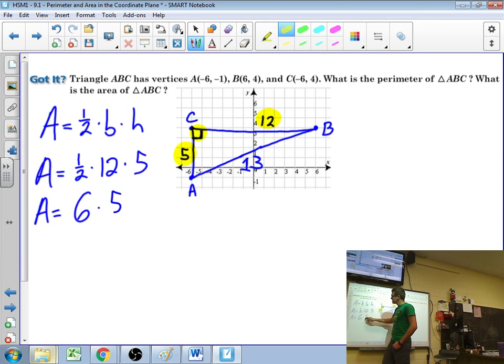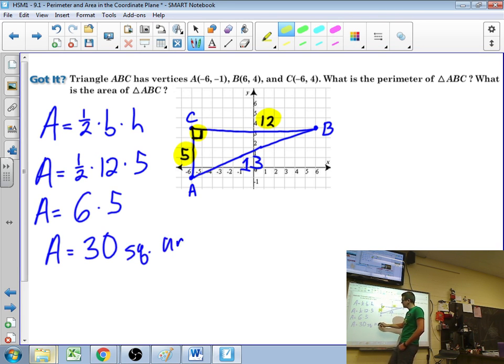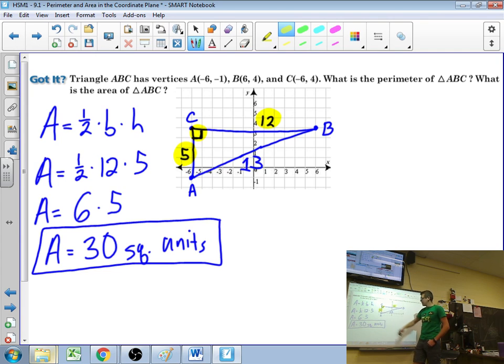So that's 6 times 5, which gives me 30, and I'm going to write this just a little different, 30 square units. And that would be my final answer for area on that problem. Any questions?